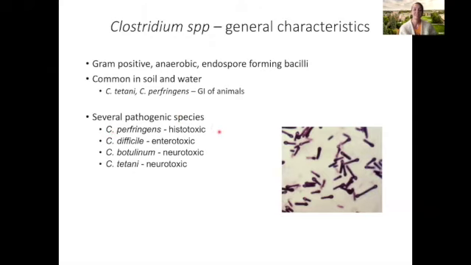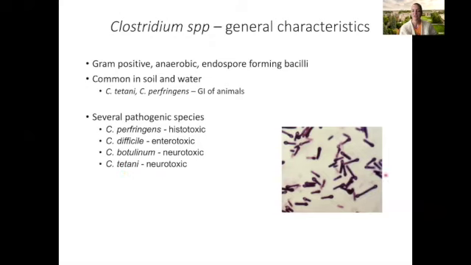Clostridium perfringens is histotoxic, which means it causes disease in our tissues, our skin and our muscles. Clostridium difficile, you've also heard of, I know. This one is enterotoxic. It causes gastrointestinal distress. You may not recognize C. difficile, but you probably recognize the name C. diff. That's this bacteria. Clostridium botulinum is neurotoxic, meaning it affects the neurons, as well as Clostridium tetani, also neurotoxic.